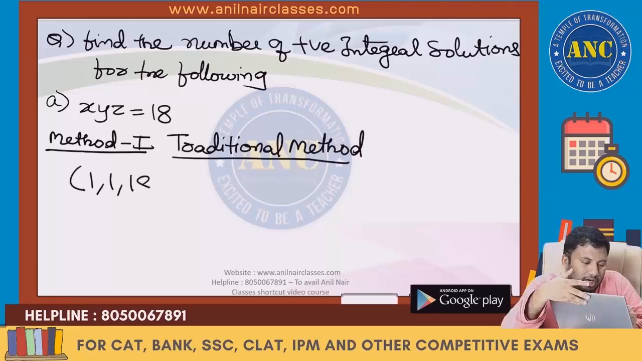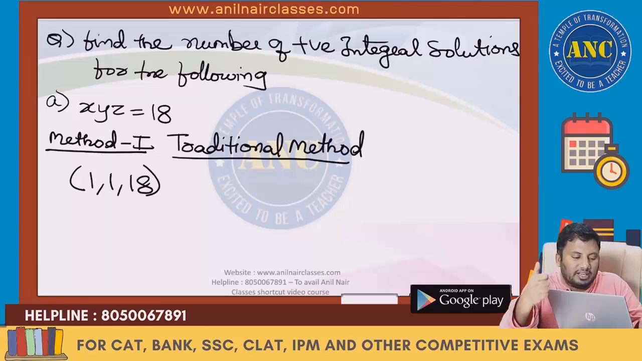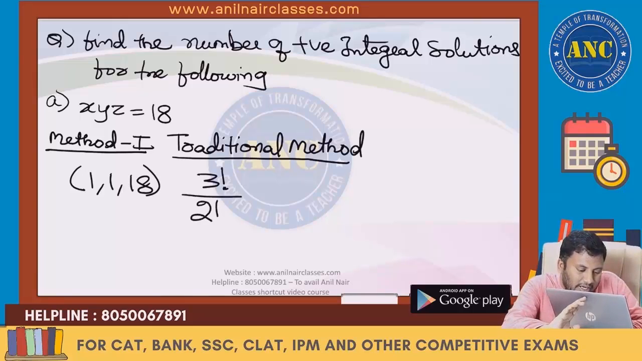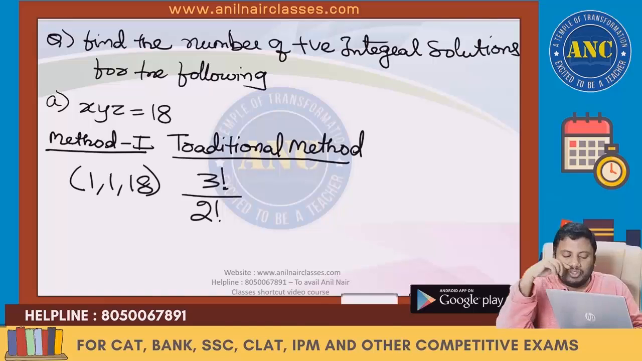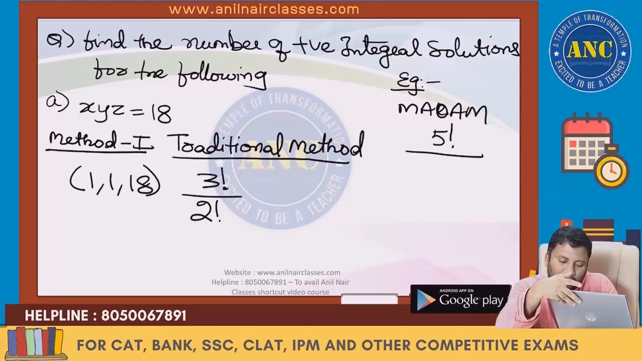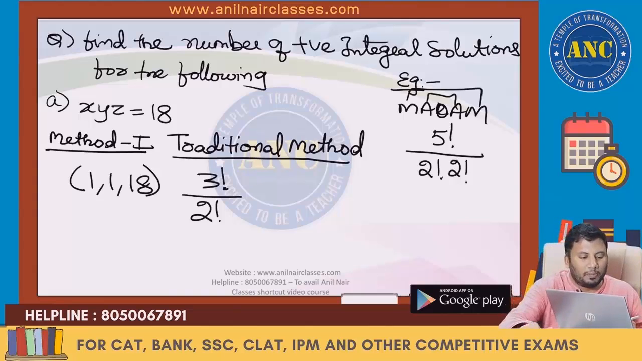1 into 1 into 18, which is 18. 3 numbers are there. They can be arranged in 3 factorial ways, but 1 is identical, 2 numbers are there, so 3 factorial by 2 factorial. It is like this example: in how many ways can you arrange the letters of the word madam? There are 5 letters, 5 factorial, M is 2 factorial, and A is 2 factorial. I hope it is clear.